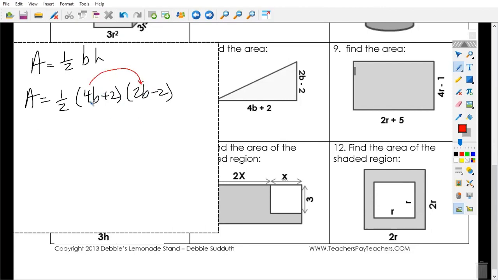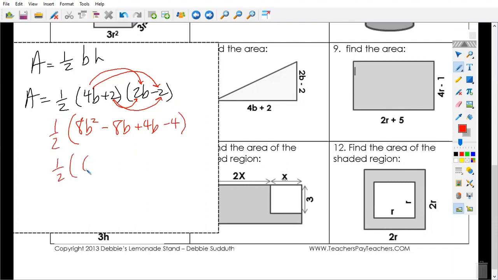So first, what is 4b times 2b? 8b squared. And then 4b times -2? -8b. So that's our outside. And then our inside, 2 times 2b. And then our last, 2 times -2, -4. We can clean this up. So when we clean this up, what do we get? 8b squared minus 4b minus 4.